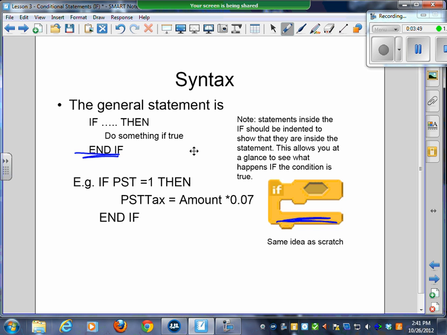So the general statement is: if something, then do something if it's true, and you have to end it with an end if. For every if, there must be an end if. Think of them as bookends. There has to be a start, there has to be a finish. It's like when you're doing brackets in a mathematical expression: for every left bracket, there has to be a right bracket. Same idea. For every if, there must be an end if. So here's an example. If PST is equal to 1, then PST tax is equal to the amount times 0.07. That, of course, is 7%.